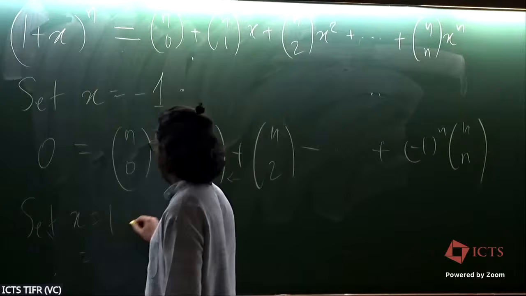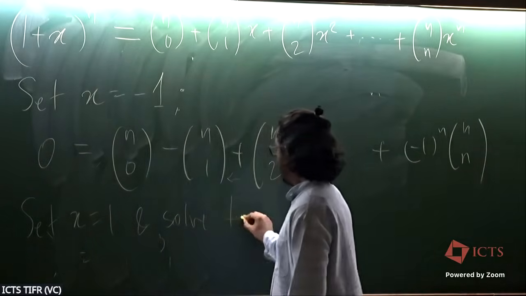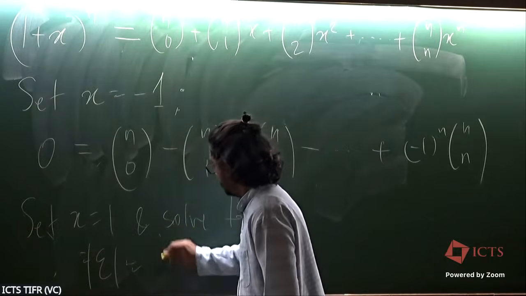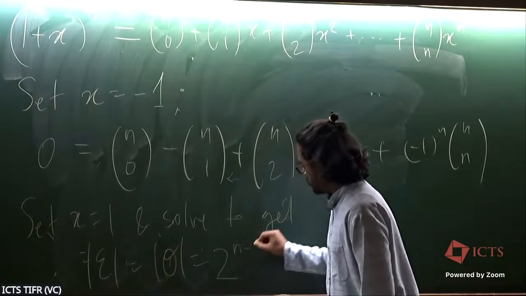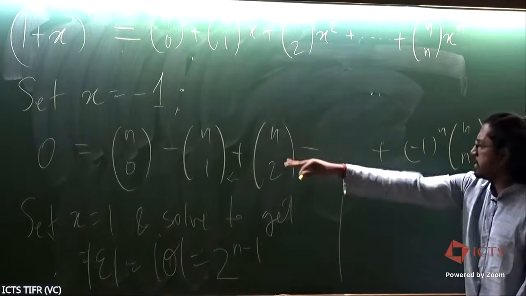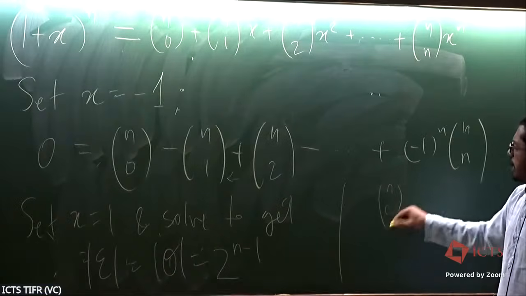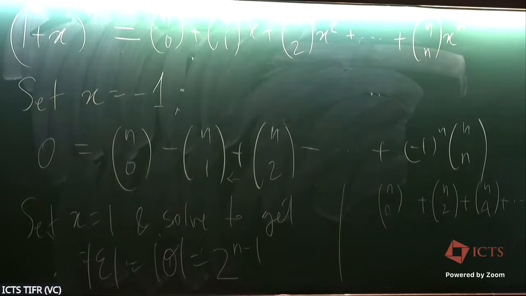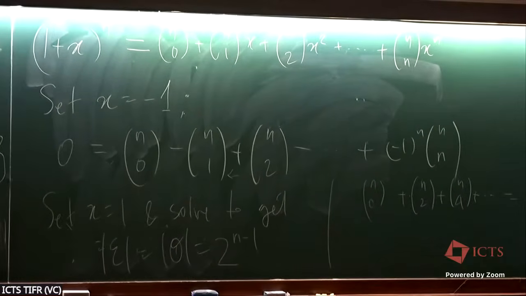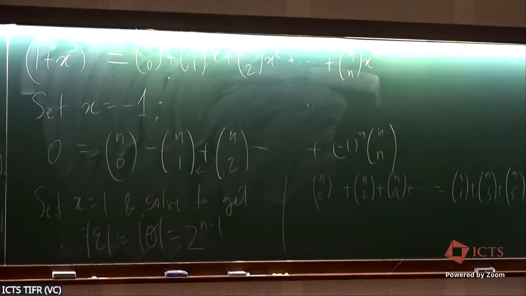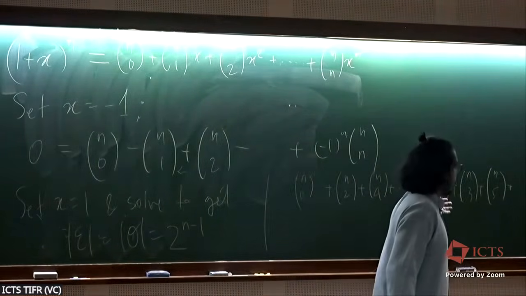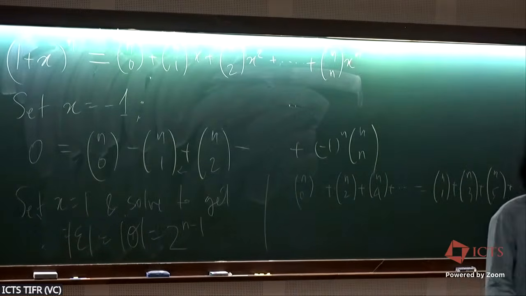So two to the power n minus 1. But also, if you just take all the negative terms to the other side, you get n choose 0 plus n choose 2 plus n choose 4 and so on is n choose 1 plus n choose 3 plus n choose 5 and so on. Now this is the size of the set of all even size subsets. This is the size of the set of all odd size subsets. Very nice. But this is algebraic.